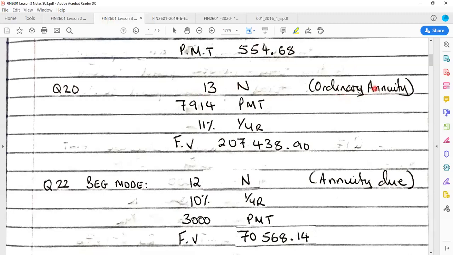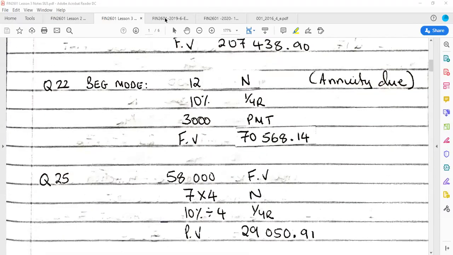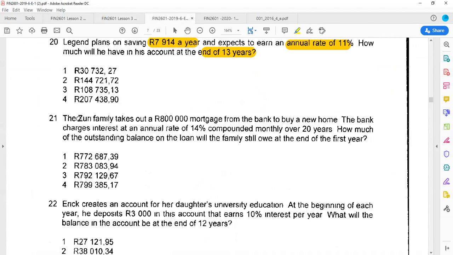We call this an ordinary annuity because the money is being paid or received at the end of each year. 13 is N, 7914 is the PMT, 11% is the interest, I over YR, and we want to calculate the future value. So we just input this into our calculator. You should get a negative future value, but don't worry about the negative. You ignore that, and we get 207,438.